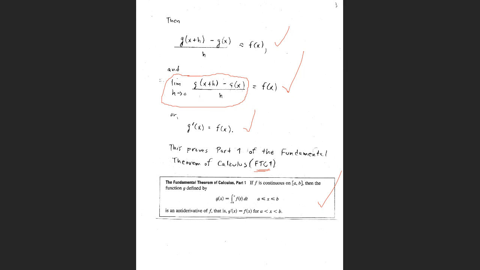So we have just proven then that if g of x is the integral from a to x of f of t dt, that function g is an antiderivative of our function f. In other words, g prime of x equals f of x.